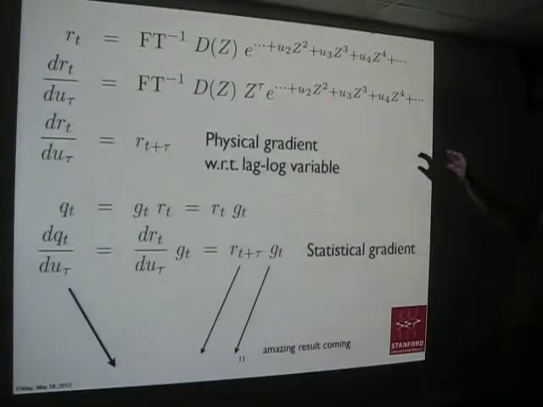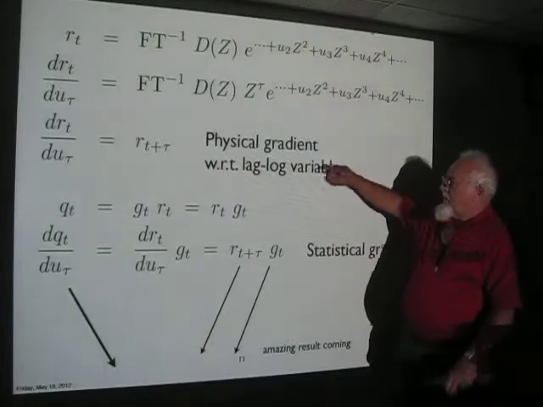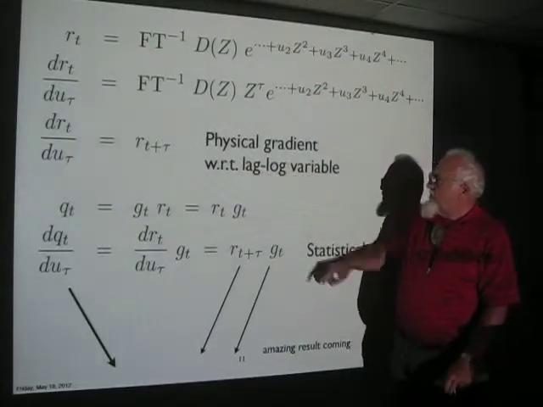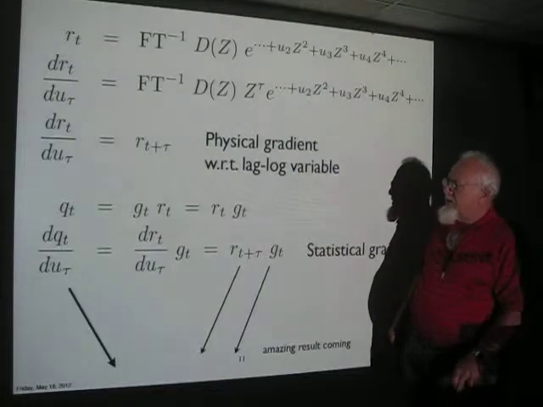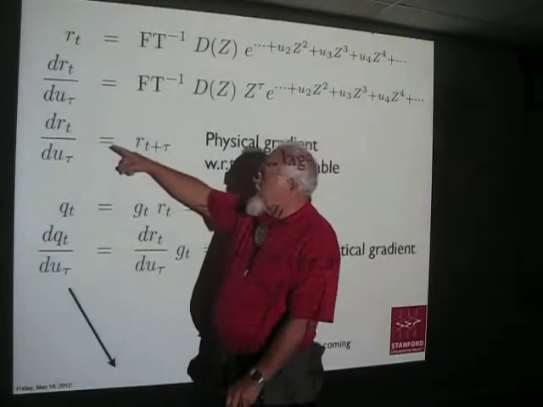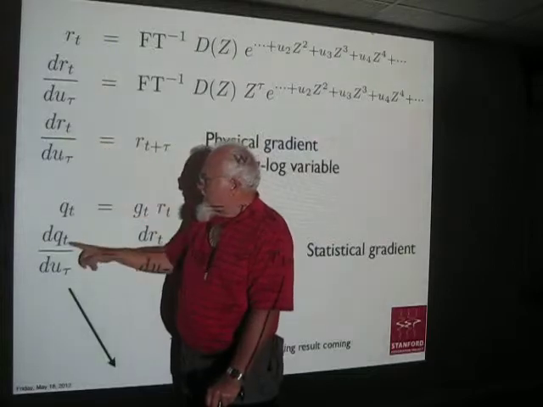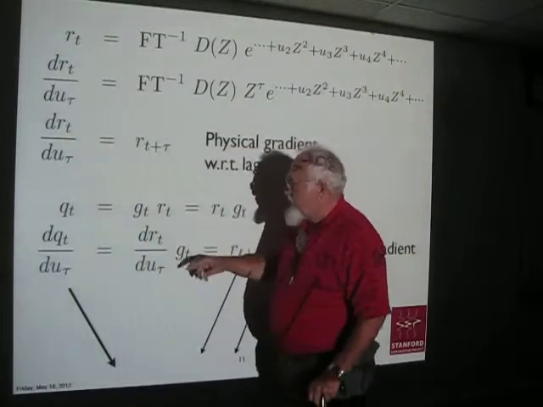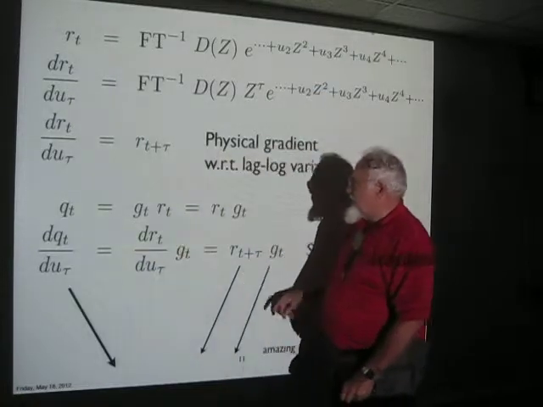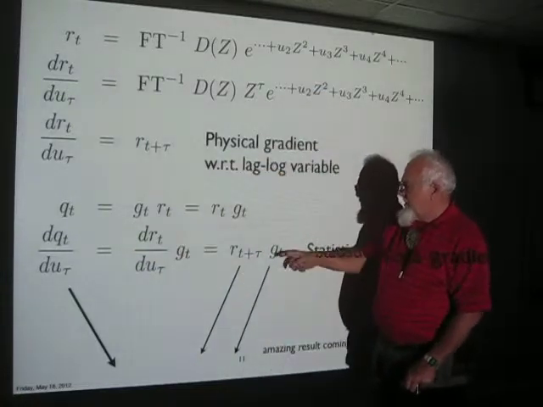So we got the physical gradient with respect to the parameters that live in log space. And now we want to know not how the physical output changes, but how the statistical output changes as we fiddle around with our adjustable U parameters. And that's pretty easy. You just have to gain that thing. So here it is gained.